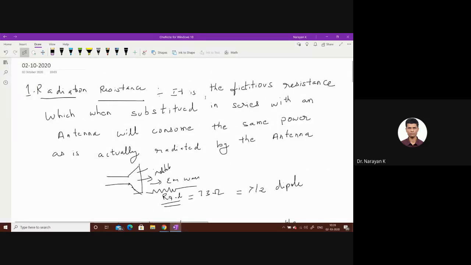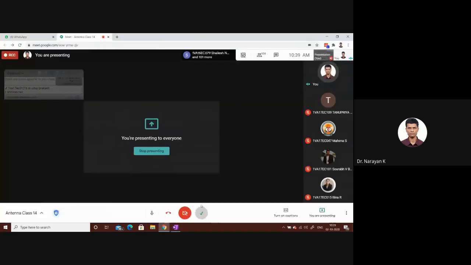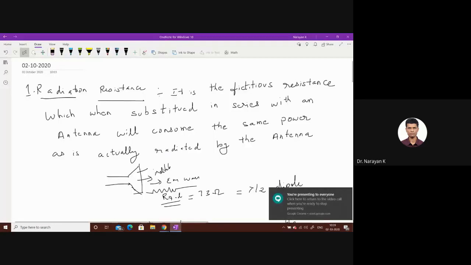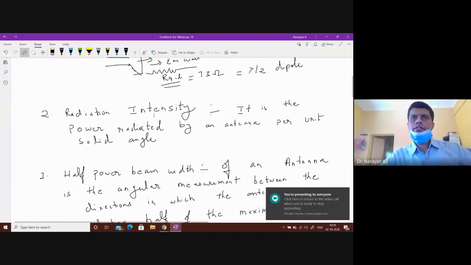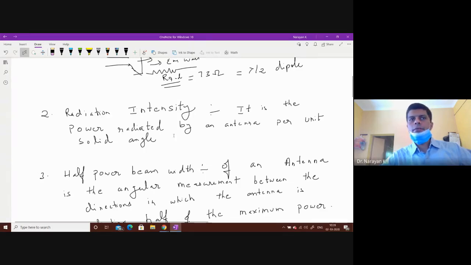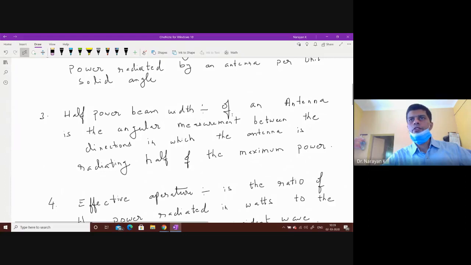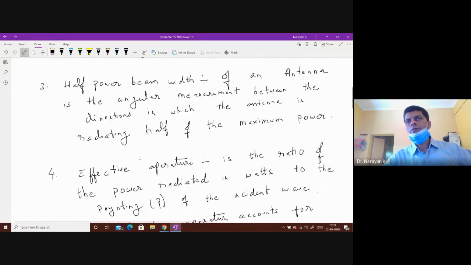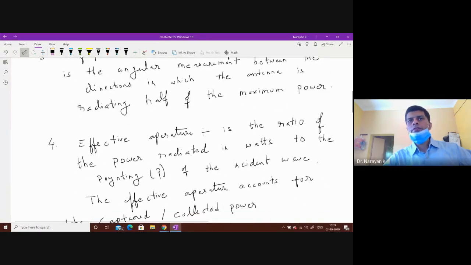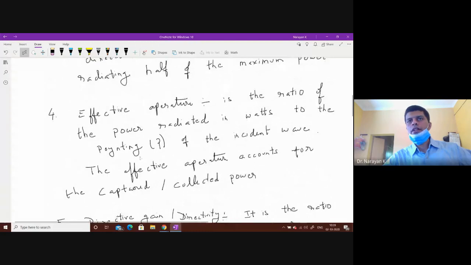So radiation resistance, it is the fictitious resistance which when substituted in series with the antenna will consume the same power as is actually radiated by the antenna. That is your radiation resistance. Radiation intensity, it is the power radiated by the antenna per unit solid angle. Half power beam width of an antenna is the angular measurement between the directions in which the antenna is radiating half of the maximum power. Effective aperture, it is the ratio of the power radiated in watts to the pointing vector of the incident wave.